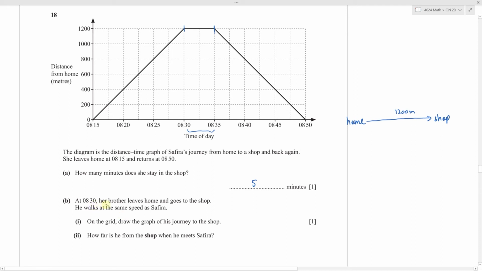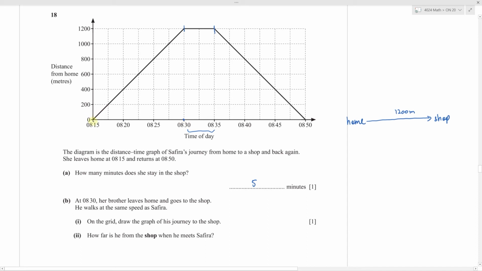At 8:30, her brother leaves home and goes to the shop. He walks at the same speed as Safira. On the grid, draw the graph of his journey to the shop. So he leaves at 8:30. That means he leaves at this point, his distance is 0. And then he walks at the same speed as Safira.